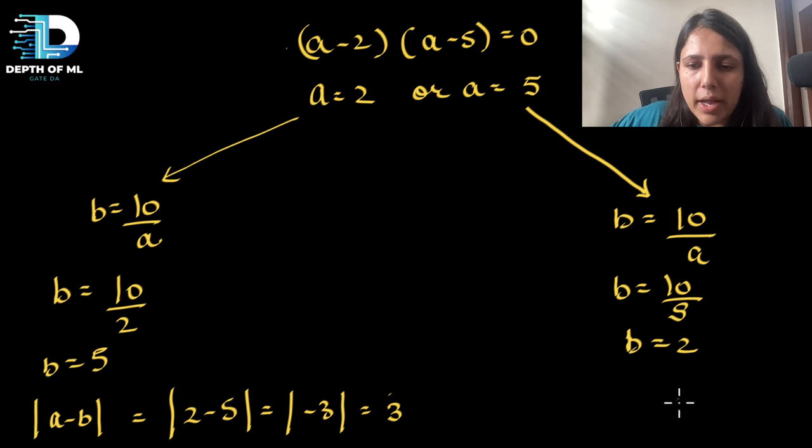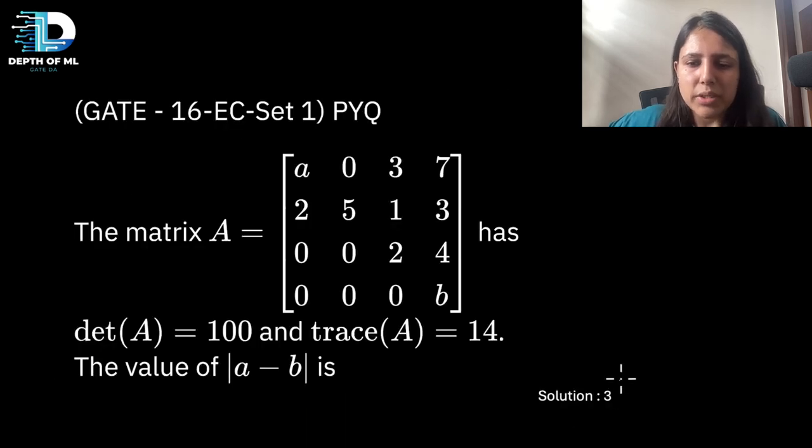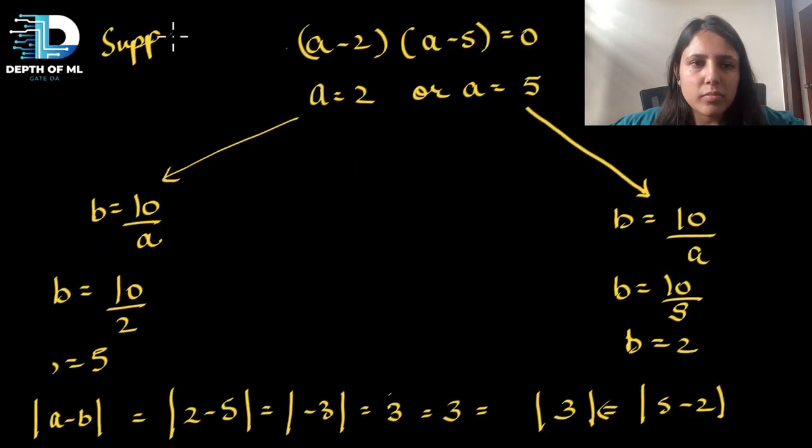Right. And here I will do A minus B: A is 5 minus 2, which is equal to 3, mod of which is 3, right? So I am getting the value 3. So the answer for this question is 3. And you can see the solution is 3.